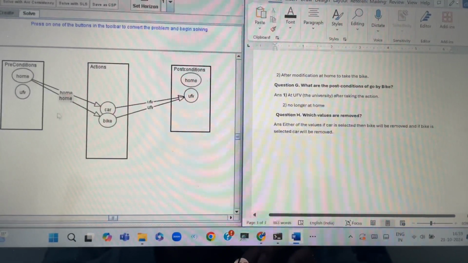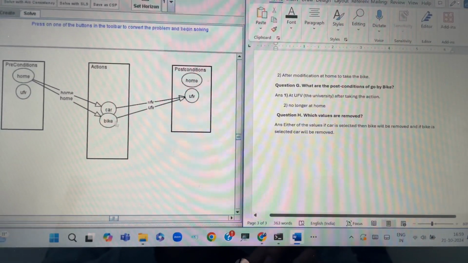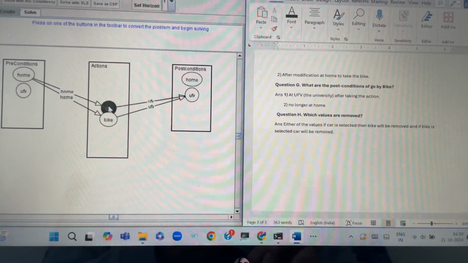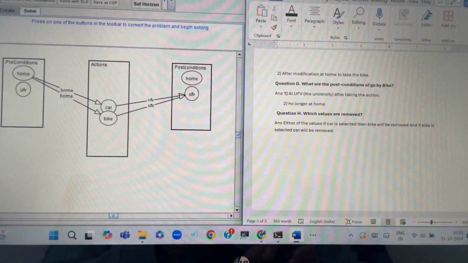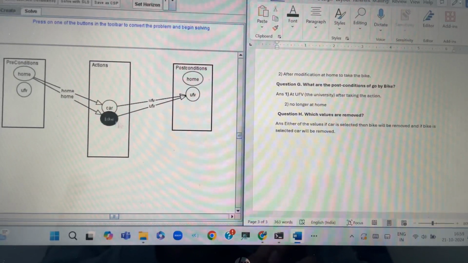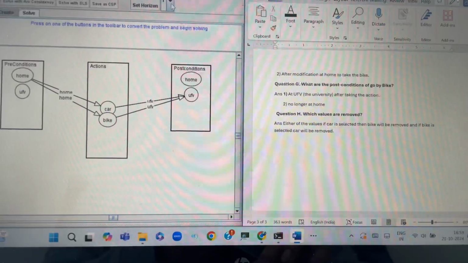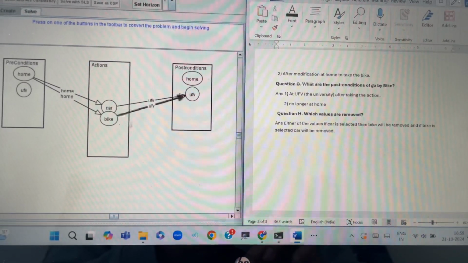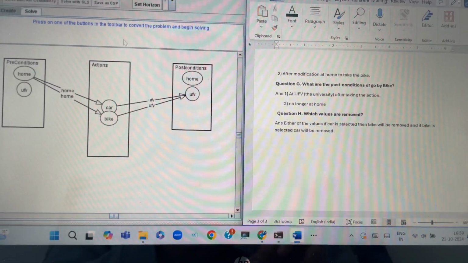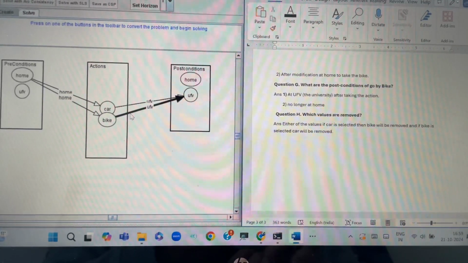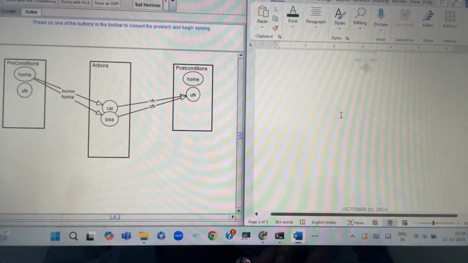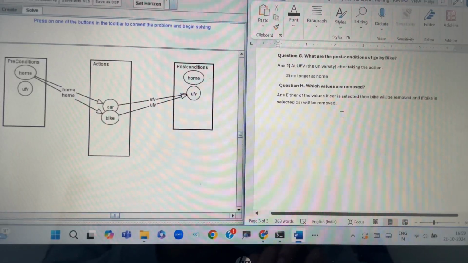So these were the preconditions: from home, taking car and going to UFV, from home, taking bike and going to UFV. So this is how we set the horizon to 1 and solve this CSP applet version STRIPS problem using AIspace. Thank you.